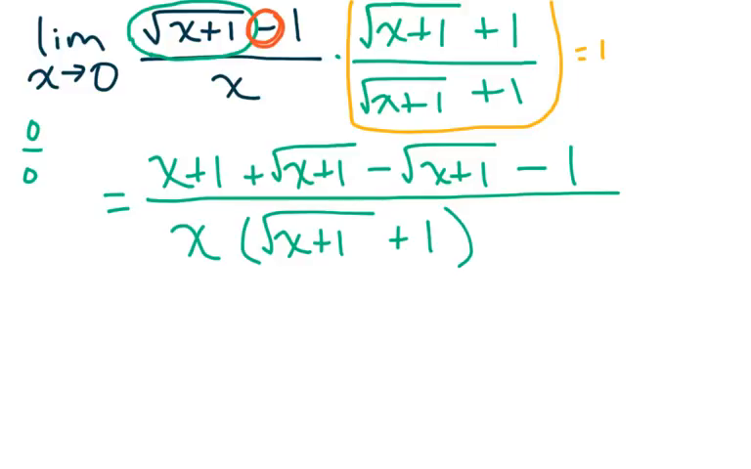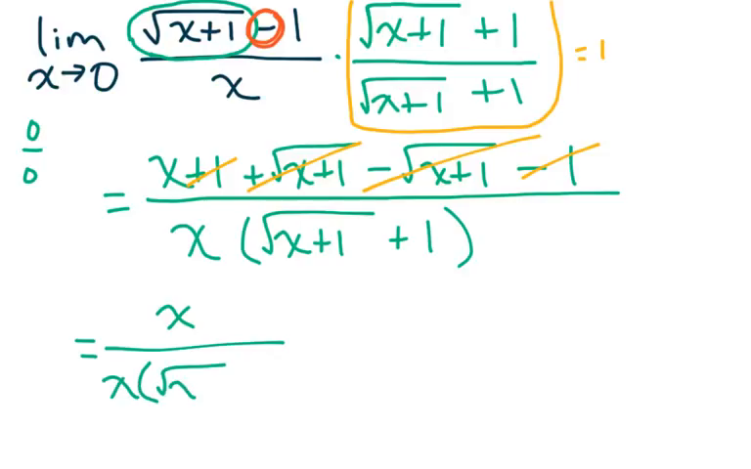What I notice here is that in the numerator I have plus 1 and minus 1, which is just 0. And I have plus square root of x plus 1 and minus square root of x plus 1, which is also 0. Now all I have left in the numerator is x, and in the denominator x times the quantity square root of x plus 1 plus 1. Since I have the x in both places, x divided by x is just 1.